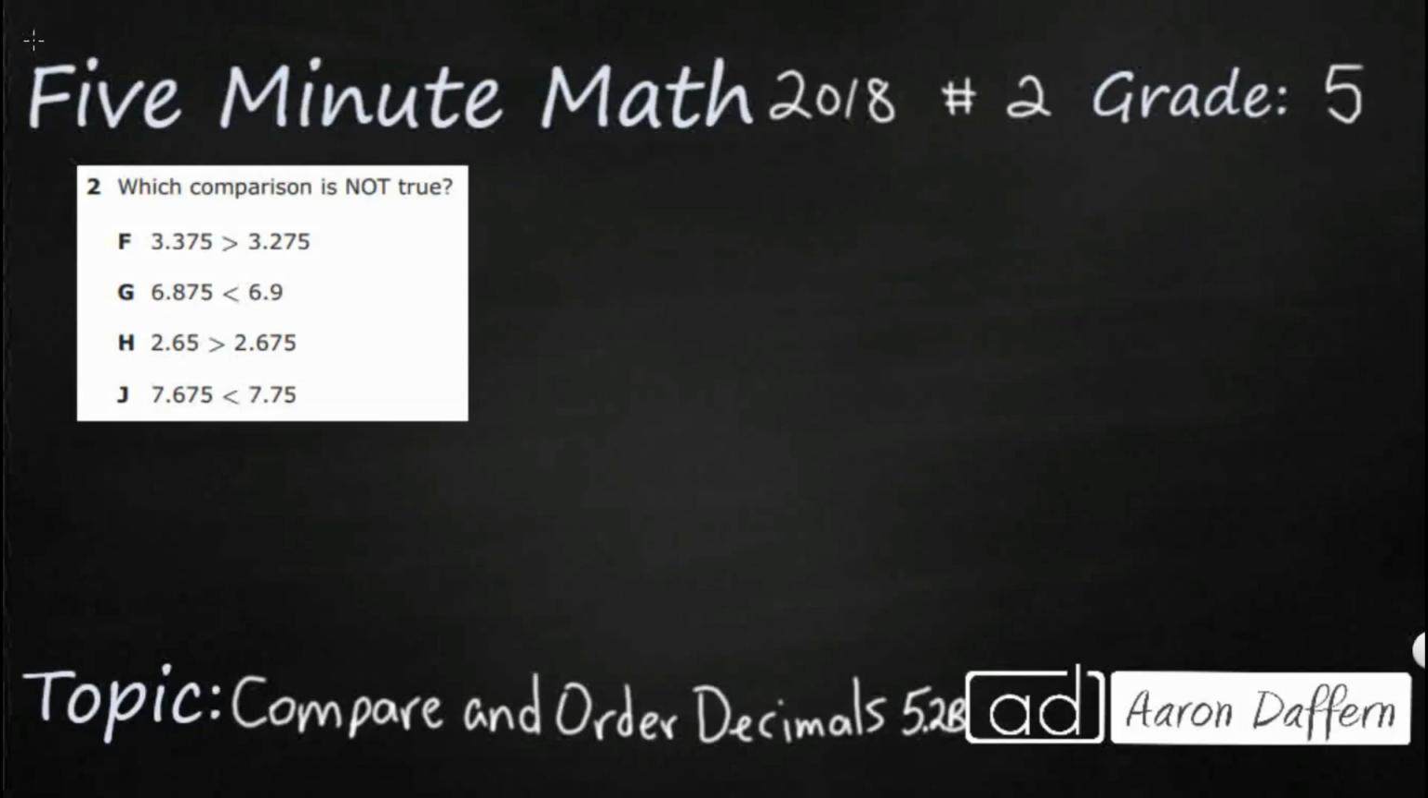Today we are looking at the 5th grade concept of comparing and ordering decimals. This is standard 5.2b in the great state of Texas, and we are using item number 2 off the 2018 released STAAR test. If you have not done so already, please go ahead and take a moment to pause the video, work this problem out on your own, unpause it, and then we will look at our answers together.